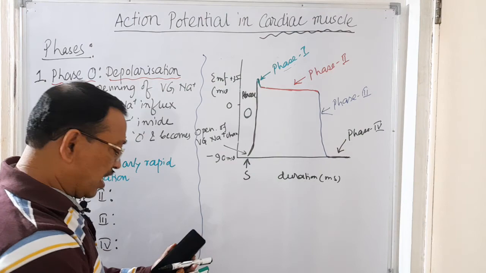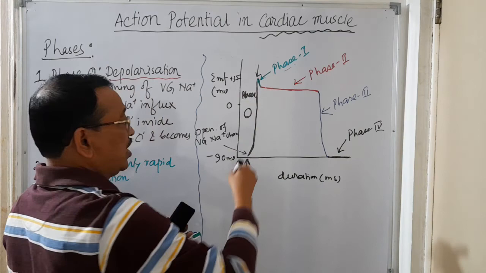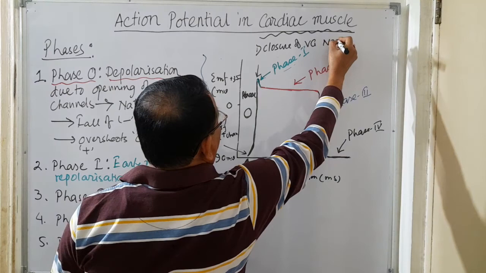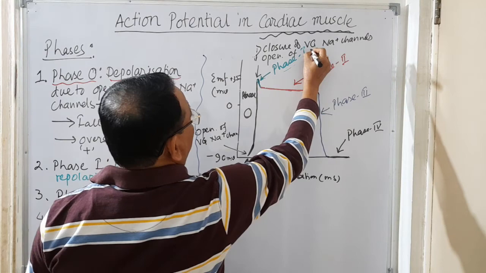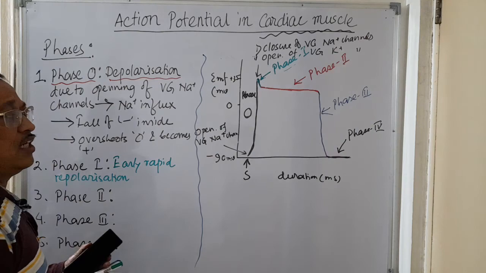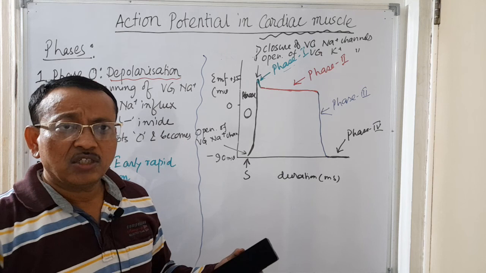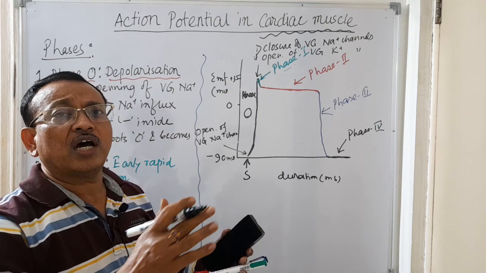This is because at this particular moment, at the peak of the depolarization, two things happen. First is the closure of voltage gated sodium channels, and secondly, the opening of voltage gated potassium channels. As the sodium channels close, sodium cannot come in now. Sodium entry will be stopped. So inside, electropositivity cannot increase beyond this level, because no more sodium ions are coming in as sodium channels are closed.